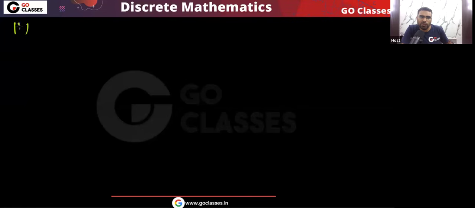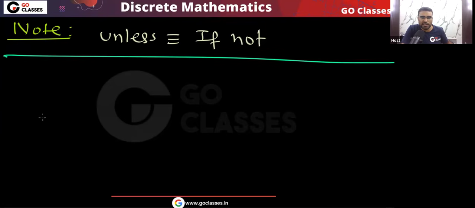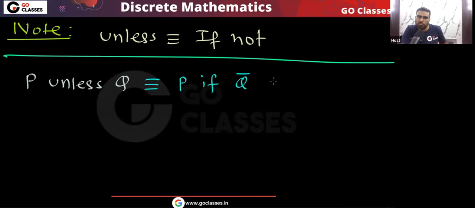Okay, let me tell you one more trick. We have seen that unless is same as if not. Whenever there is any doubt, just replace this unless with if not. Let me tell you, there is another trick. You tell me, if I have P unless Q, what will this become? Very simple. P if not Q. Yes or no?